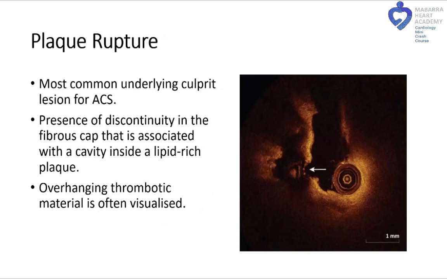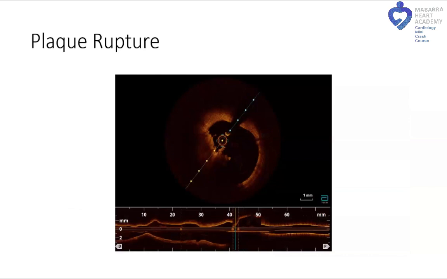So what does plaque rupture look like? As you can see in the image on the right, this is plaque rupture. So you have severe disruption in the vessel wall and discontinuity in the fibrous cap, with associated red thrombus as well. This is also plaque rupture. So you can see red thrombus, meaning that you cannot see anything behind this lesion.